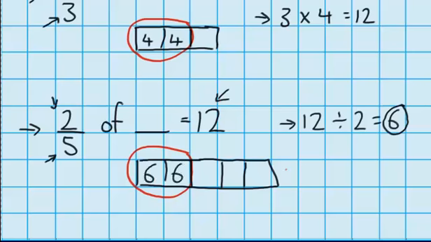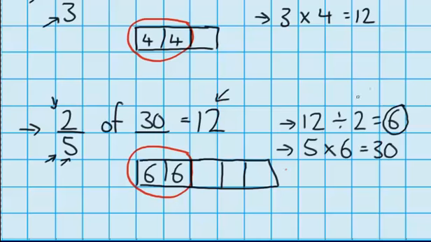So now I'm ready to work out how many candles there are on the whole cake. Well, the whole cake is made up of 5 pieces, and I got that from my denominator here. And I know there are 6 candles on each piece. So 5 times 6 is 30. So 2/5 of 30 equals 12.